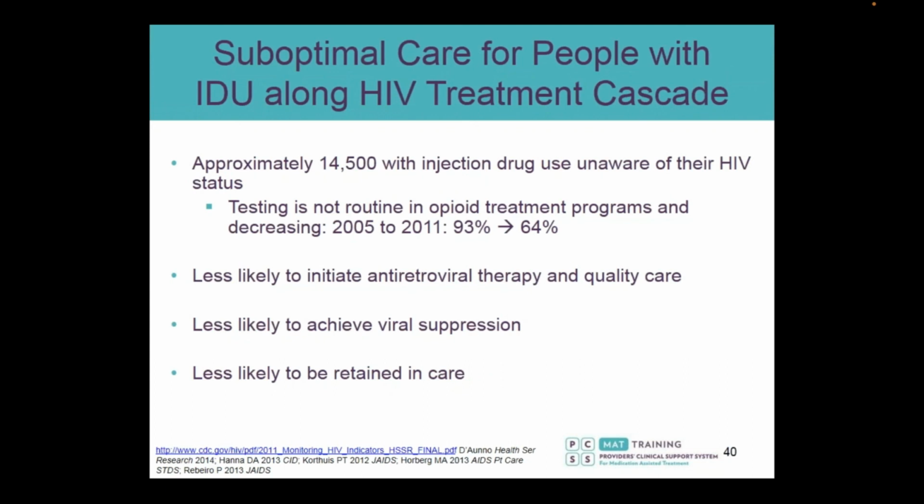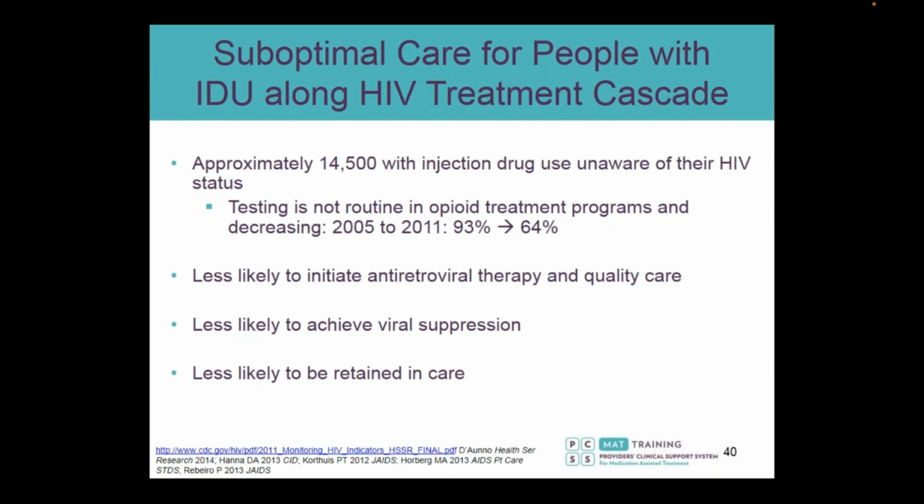So it's been documented that there exists suboptimal care for people with injection drug use along the HIV treatment cascade. Again, approximately over 14,000 folks with injection drug use may be unaware of their HIV status, as testing is not necessarily routine in opioid treatment programs and may in fact be decreasing. In one series, they looked at testing practices in opioid treatment programs, which actually decreased from 93% in 2005 to 64% in 2011, despite improvement in screening strategies.